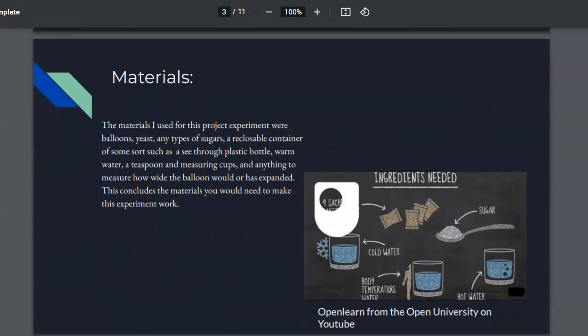Materials. The materials I used for this project experiment were balloons, yeast, any type of sugars, a reclosable container of some sort, such as a see-through plastic bottle, warm water, a teaspoon and measuring cup, and anything to measure how wide the balloon would or has expanded. This concludes the materials you need to make this experiment work. This is a picture I got from YouTube.